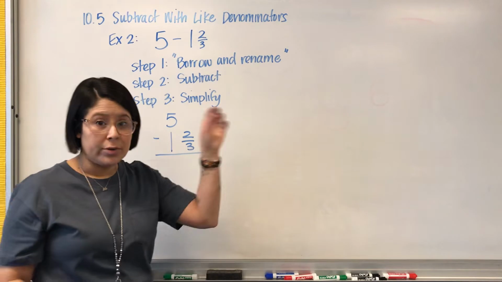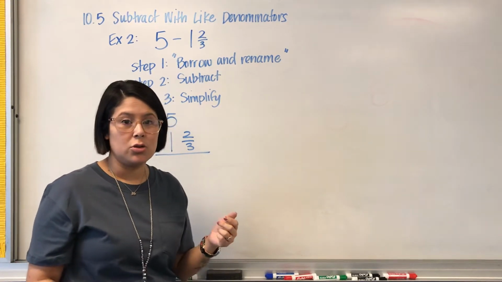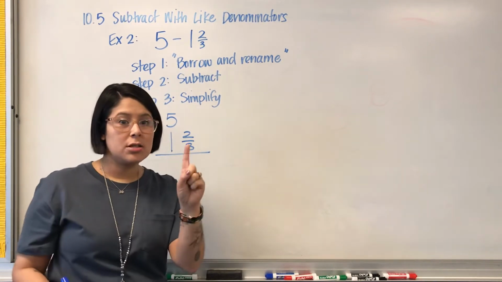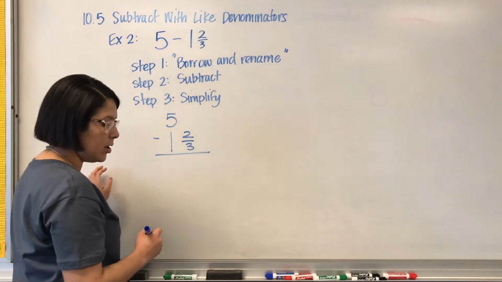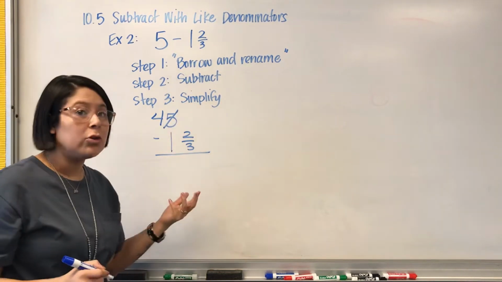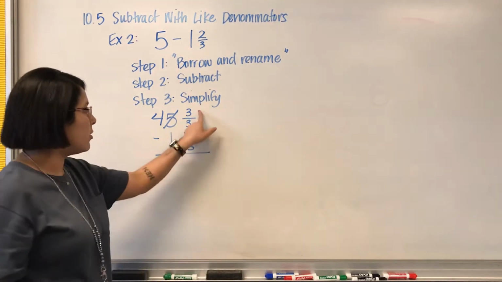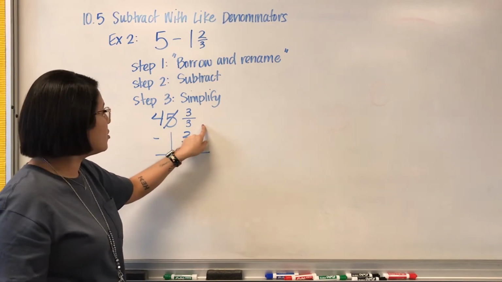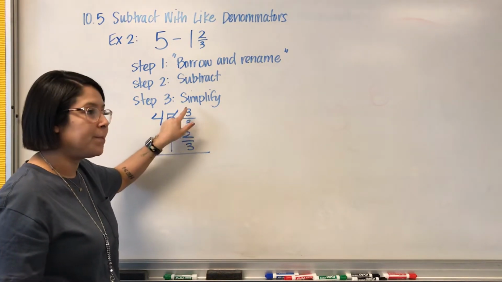so for example, 3/3, that's equal to 1, right? 6/3 is equal to 2. 9/3 is equal to 3. So you guys already know how to do that. So I just need to borrow one fraction, okay? So I'm going to turn this one into a 4. And I just borrowed one fraction. 3/3. 3/3 is equal to 1 whole, okay? So I just borrowed this fraction right here and I renamed it 3/3, okay?